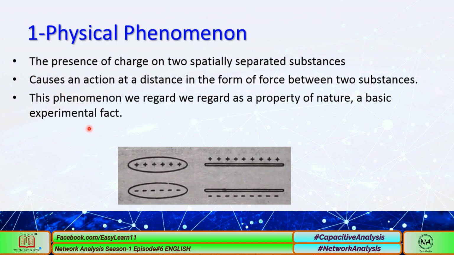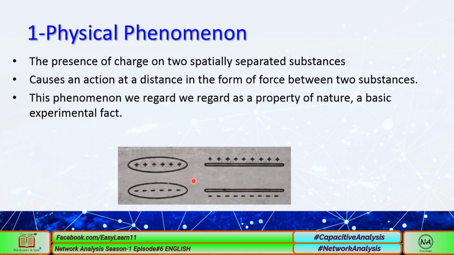In this physical phenomena, basically, we have the presence of charge on two spatially separated substances, which means there are two charges, one positive and another negative. We are separating them in a medium, like air or atmosphere, so it looks like there is no link between them. Separating two charges in such a way causes an attraction at a distance, in the form of a force between the two substances.